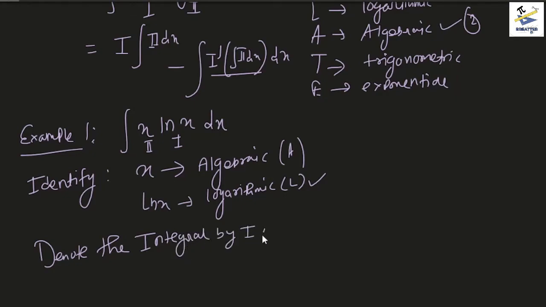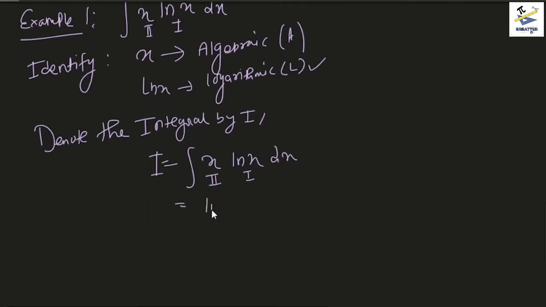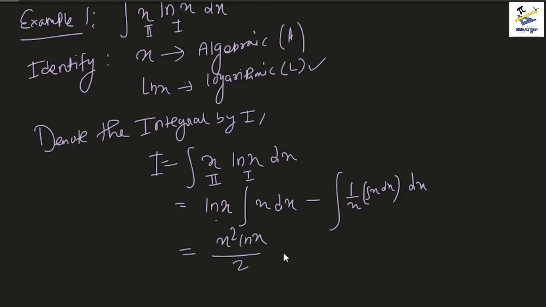What we get here is I equals the integral of x log x dx. Given that we are denoting log x as the first function and x as the second function, we should have the first function times the integral of the second function, minus the integral of the derivative of the first function, which is just 1 by x, times the integral of the second function, and the integral of the whole thing, right? So the integral of x dx is just x square by 2, right? So it should be x square ln x by 2 minus, we have already found the derivative of log x, which is 1 by x, and again the integral of x is x square by 2.